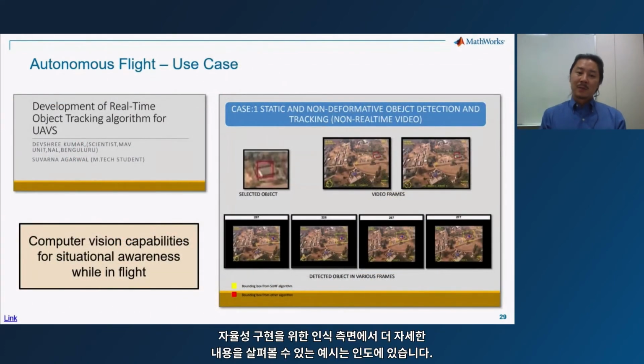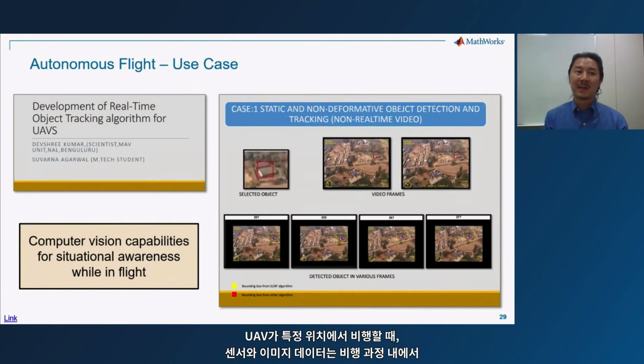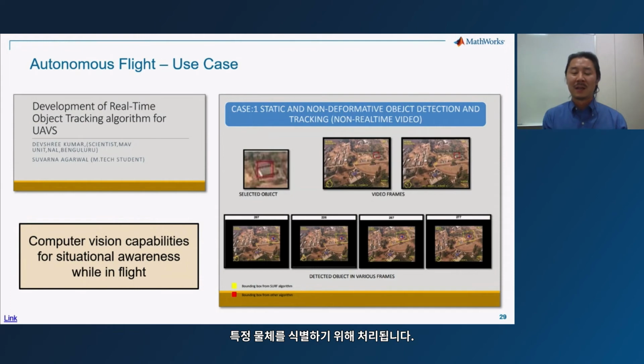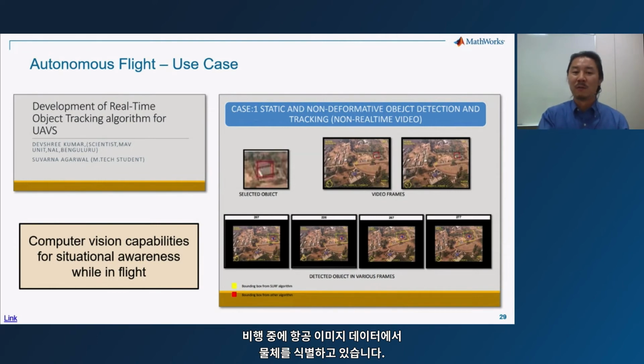An example, a little bit more on the perception side for autonomy, is from a researcher in India on the development of real-time object tracking algorithms for UAVs. As the UAV flies in a specific location, the sensor image data is processed to identify specific objects within its flight. And potentially this could lead to modifying the flight patterns depending on what's identified. So again, this is using computer vision techniques to identify objects from aerial imagery data while in flight.